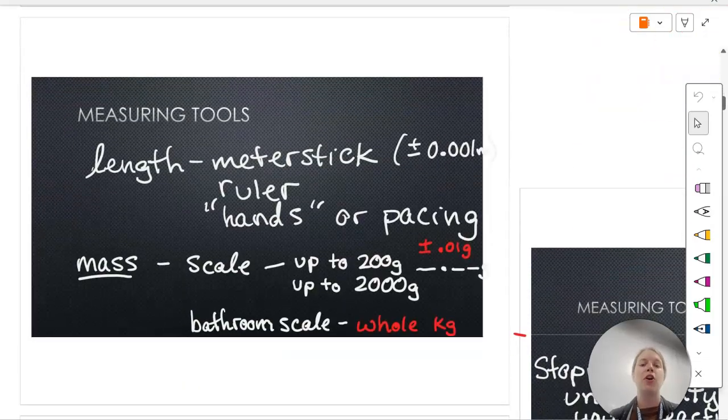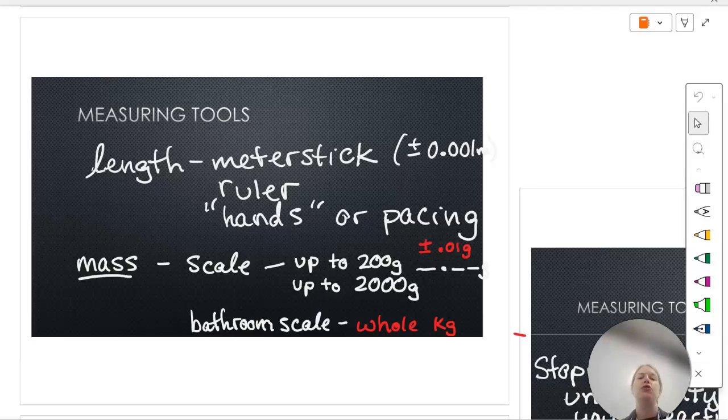So for length, how do we measure length? So we can measure length with a meter stick. We can get down to the thousandths place on the meter stick. So the tenths place is 10 centimeters, the hundredths place is 1 whole centimeter, and we can get down to the millimeter on that meter stick.